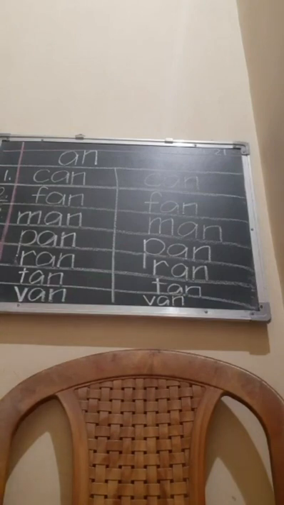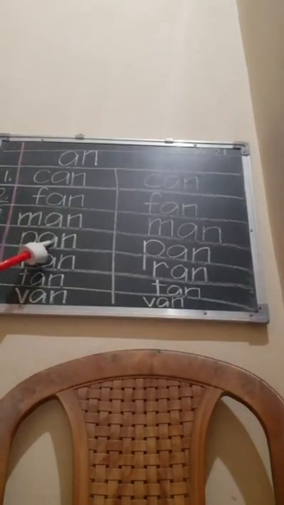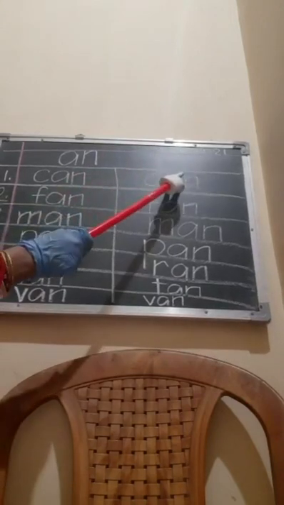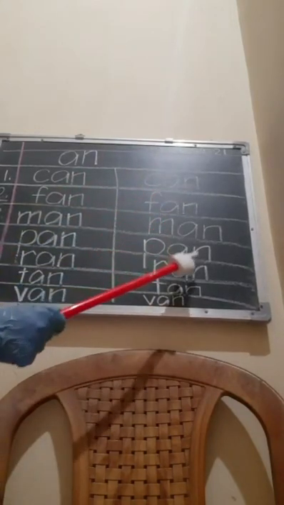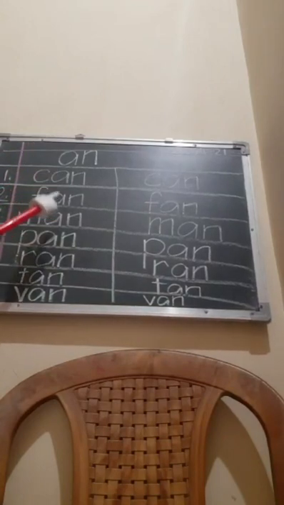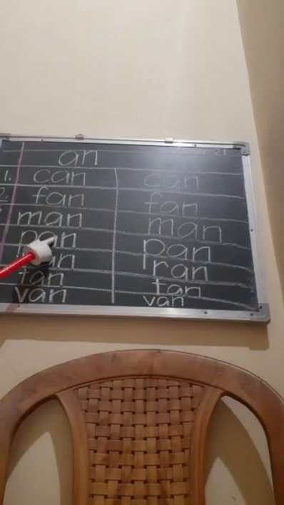Okay? Let's read once more. Can, fan, man, pan, ran, tan, van. Okay, I shall read slowly. Can, fan, man, pan, ran, tan, van. Now, faster. Can, fan, man, pan, ran, tan, van. Slowly. Can, fan, man, pan, ran.